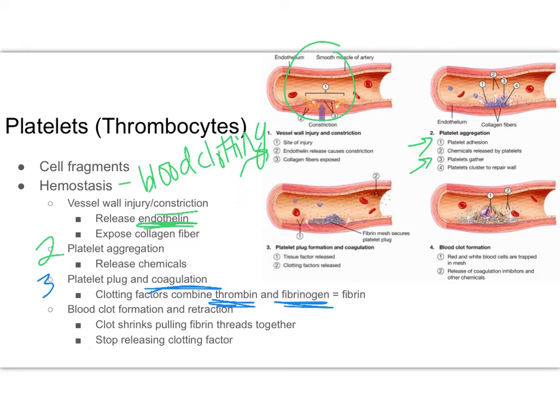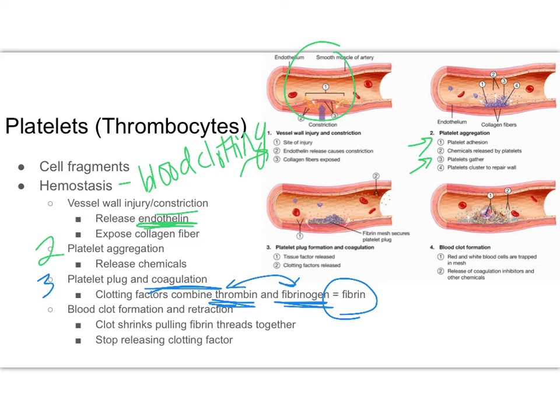We've talked about this before, how it's important sometimes to have things present, just inactive, so that they can very quickly be turned on, so that our response can be faster. So these clotting factors trigger the thrombin and fibrinogen to combine together, and they form what's called fibrin. Fibrin is kind of like your own stitches. Okay, so it makes this fibrin, which is like a thread almost.